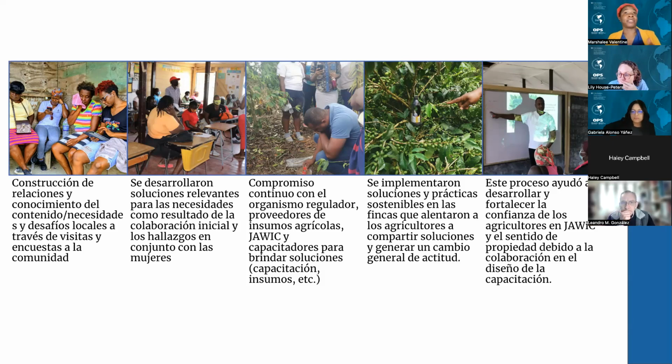And then after the project was implemented, in about 6 to 7 months after, we saw the solutions being implemented on the farms. We saw that production was being increased and the conservation practices were being implemented, and farmers were sharing that information with their neighboring parties. And this also helped to build some confidence and trust in the Jamaican Women in Coffee by the farmers through this collaboration. And we are continuing with this implementation of this project in different regions as the years go by.